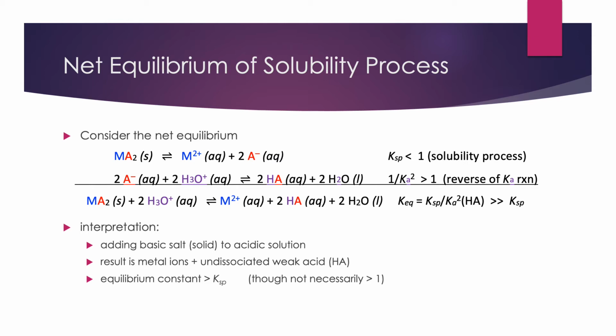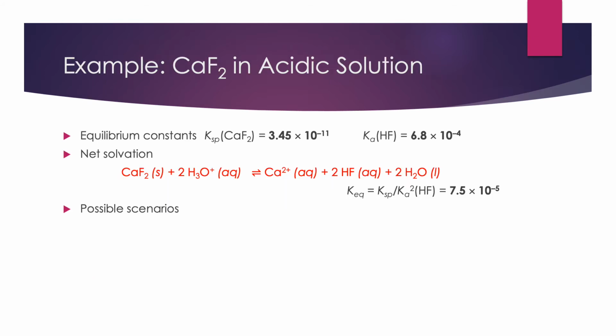The equilibrium constant for this reaction is greater than the KSP, though I should hasten to add that it's not necessarily greater than 1, and we'll see an example in just a moment where it is not greater than 1, but it is greater than the KSP. So the net impact of all of this is that we can dissolve more of our compound MA2 in this solution because it has acid in it than we could dissolve MA2 in just pure water.